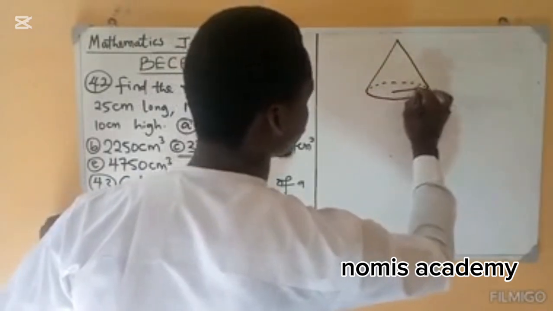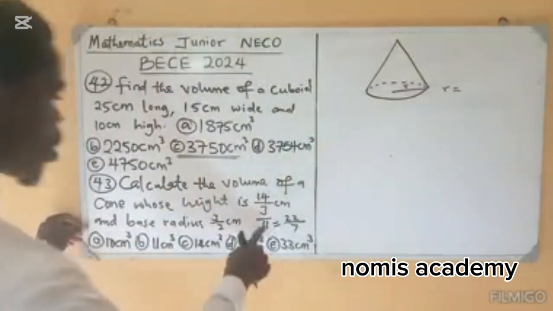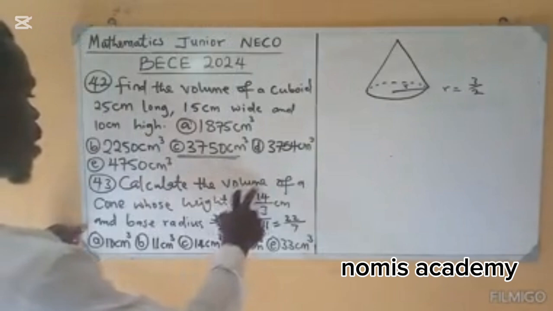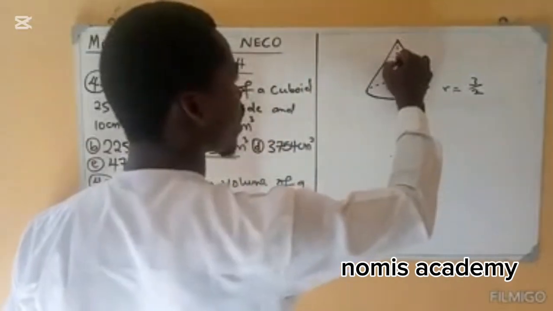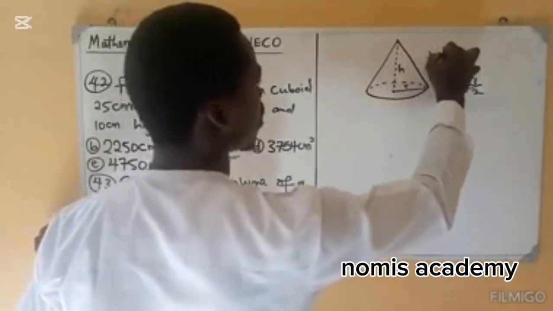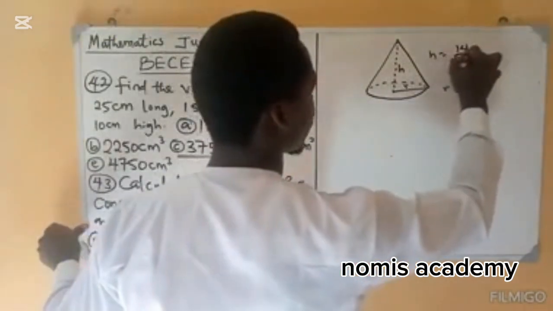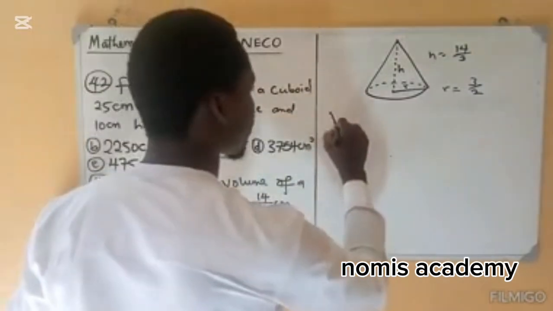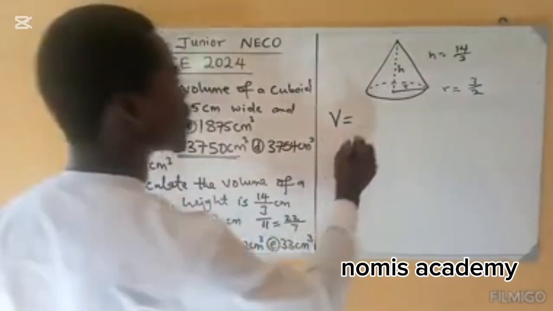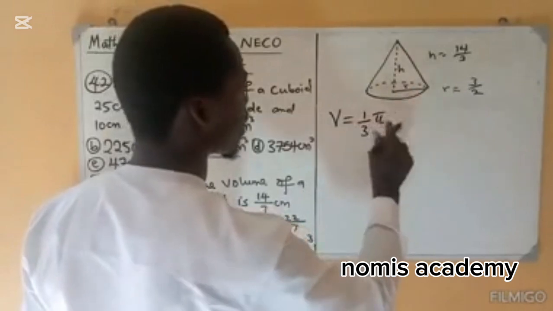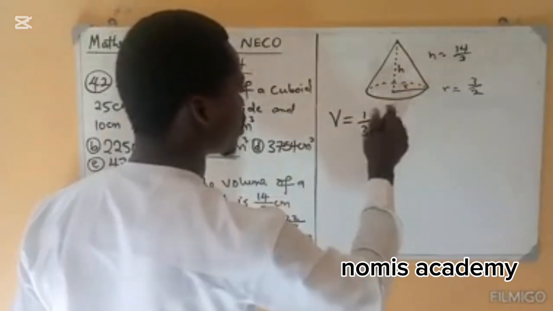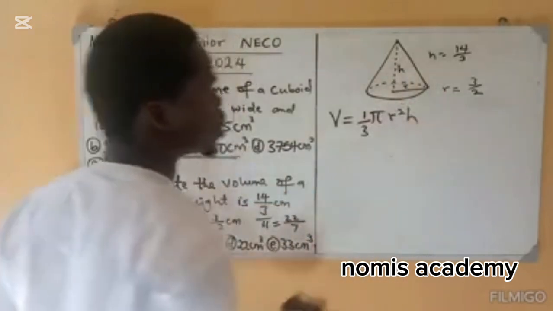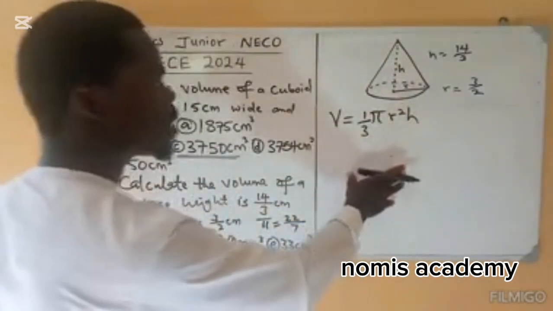Now we are told that the base radius is 3/2, and the height of the cone is 14/3. We are asked to find the volume of this cone. The formula used in finding the volume of a cone is 1/3 pi r square h. So this is the formula we use in finding the volume of a cone.